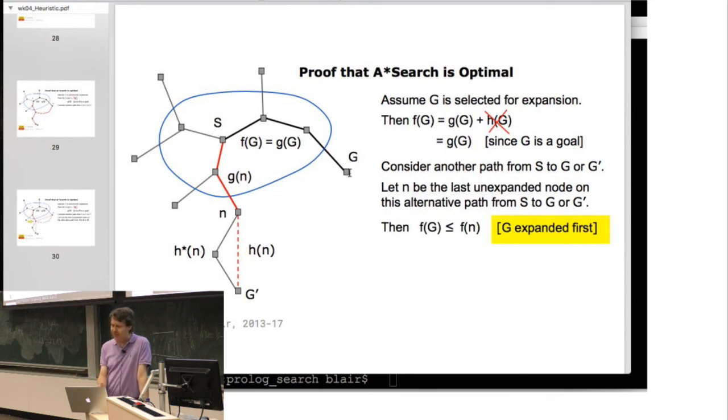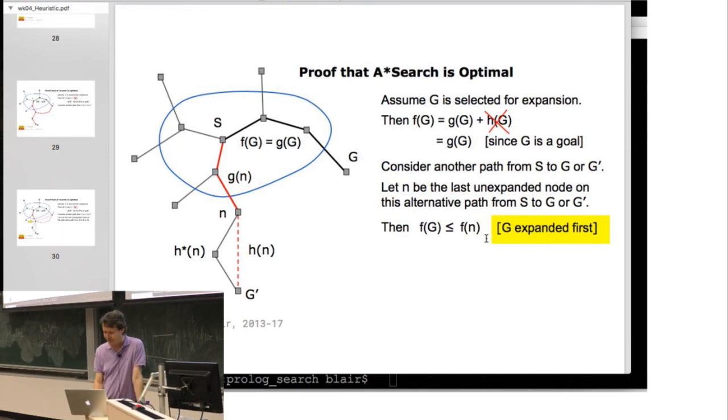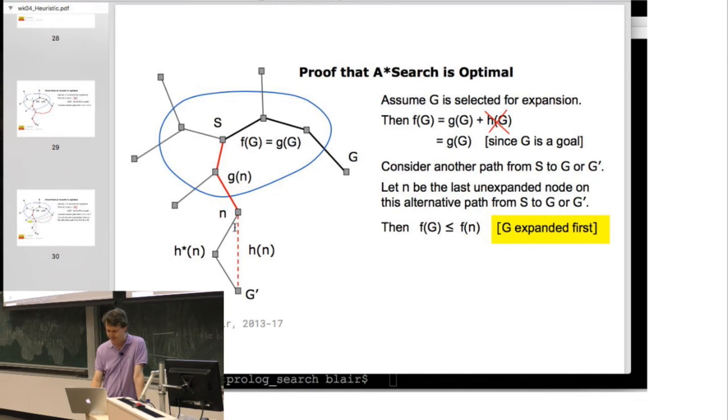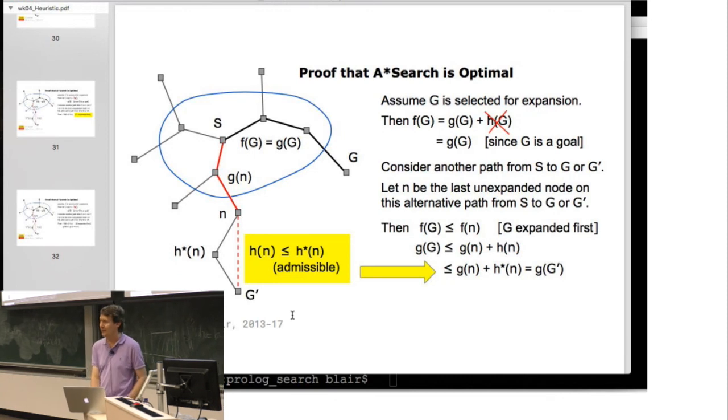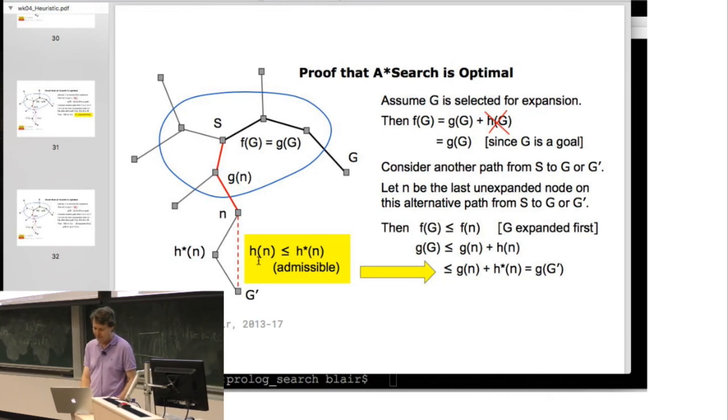Now, because G was expanded first rather than N, N had been generated, so it was available to be expanded, but we chose G instead. So it must be that f of G is less than f of N. And f of N is g of N plus h of N. Now, this is where we have to make the assumption that h is an underestimate. We need this assumption in order to prove that the algorithm is optimal. So we assume that h of N always underestimates the true path cost. It's either equal to the true path length or shorter.